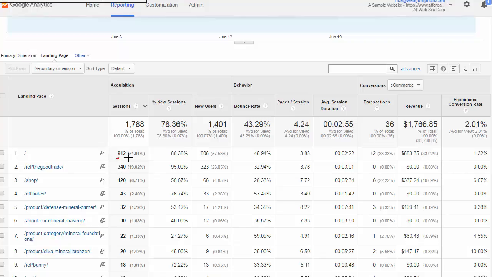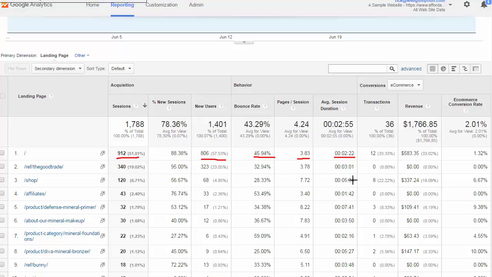So we know the home page has about 912 landings, and about 806 unique people landing there. When we look at the bounce rate of the home page, we can see that it's about 45.94%, which is actually pretty high. The pages per session, so this is going to answer the question of people who land on the home page, how many pages a session, 3.83, and how long does their session last on average.